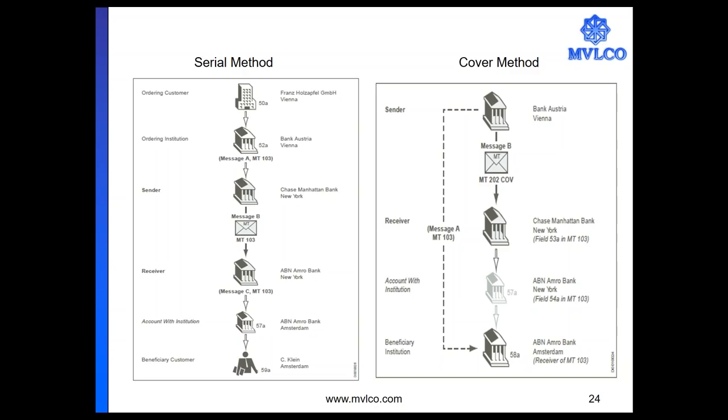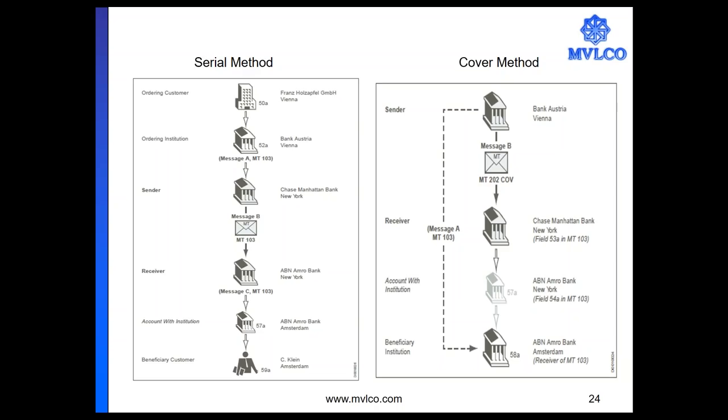In a serial method, the 103 would flow continuously from first to second, second to third, third to fourth, till the last bank receives that 103. In a cover method, if you can see the other example on the screen, Bank Austria creates the 103. It goes directly to the last bank, that is ABN AMRO at Amsterdam. So in this case, the message 103 starts from the first bank and goes directly, bypassing everybody else, to the last bank. This is the process called the cover method of payment.